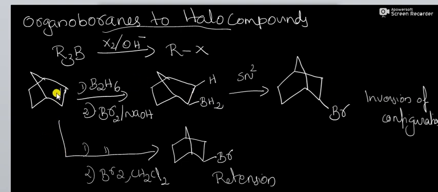Whereas if we add, instead of bromine and sodium hydroxide, bromine and CH2Cl2, dichloromethane DCM, it will be converted into this product and the product will be with retention of configuration because it follows free radical mechanism in the presence of DCM.